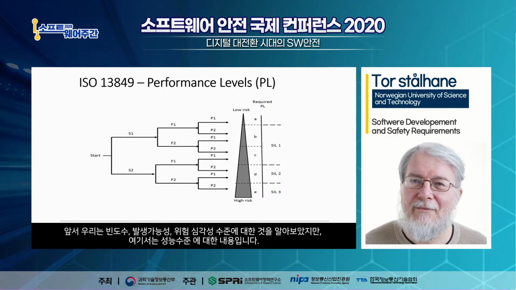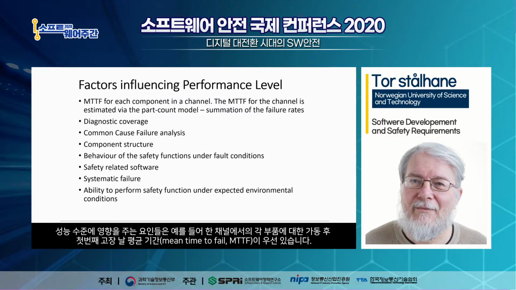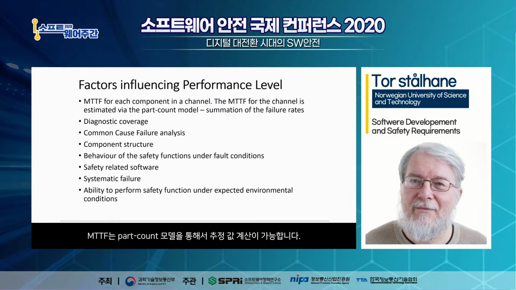You can look at this another way. There's still the consequences and the probabilities and the frequencies. But what we get now is a PL, a performance level. And factors influencing the performance level are such things as mean time to failure for each component in a channel. And the mean time to failure for the channel is estimated via the part count model.